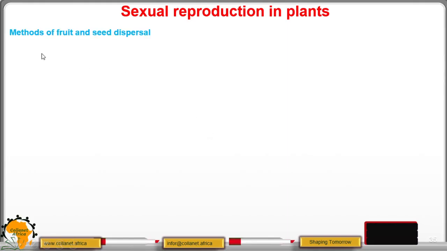Then we want to look at methods of fruit and seed dispersal. We have various methods of seed and fruit dispersal.